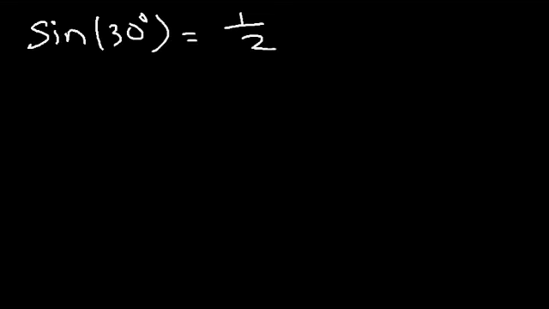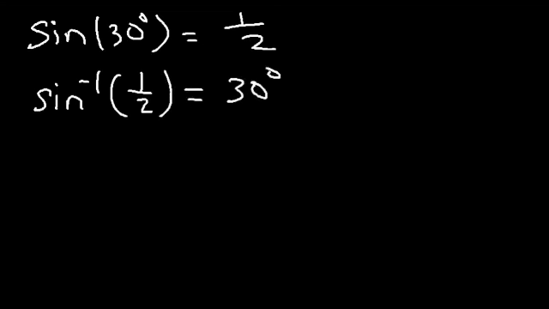Now the last thing that we need to talk about is inverse functions. So for example, sine 30, if you use the unit circle, if you look for the y value, sine 30 is a half. So therefore, the inverse sine of a half is 30.